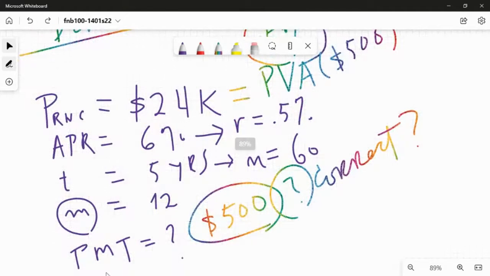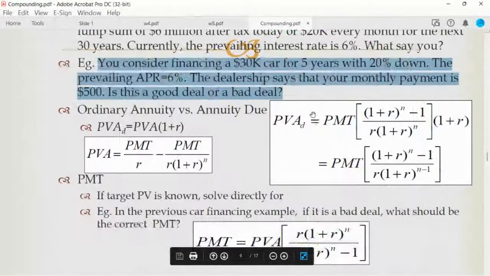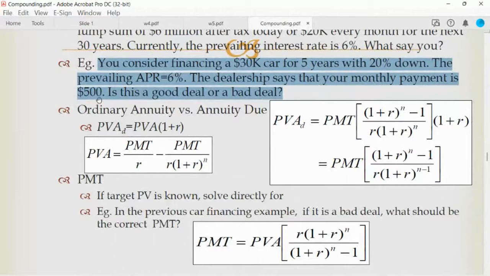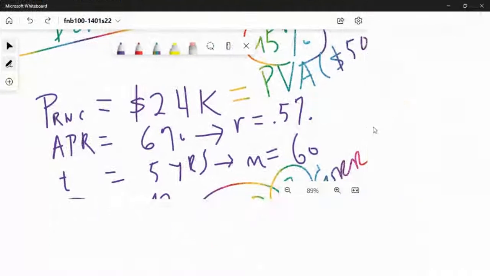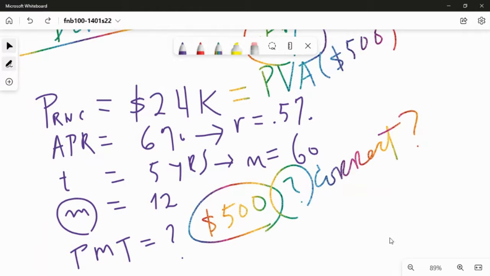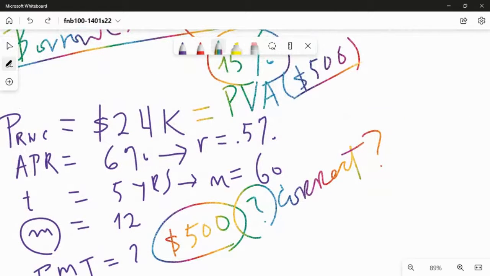Let's go back to the problem again. The dealership says that your monthly payment is 500. The question is, is this a good deal or a bad deal? In other words, is this a correct payment or not? As I said, there are two ways you can approach this. One, if $500 is the correct monthly payment, the present value of all those must be equal to 24K. If it is not, then something's not right.